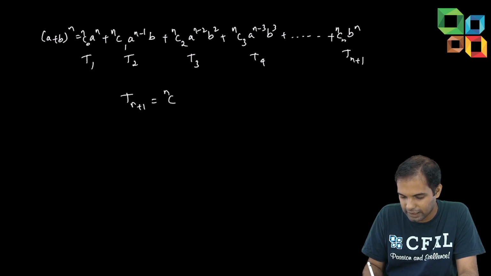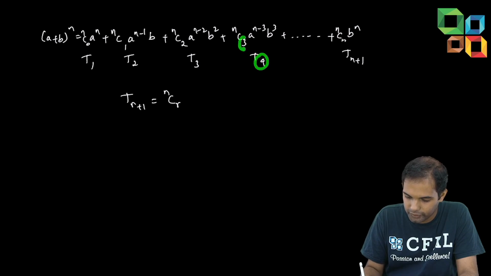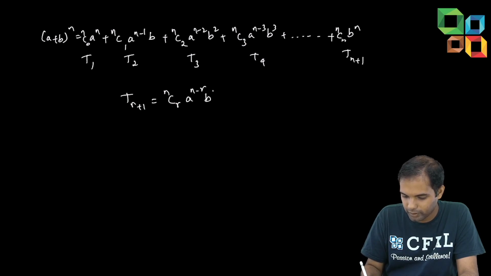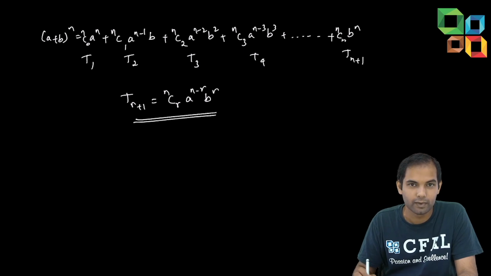Look at this. This will be nCr. Looking at the pattern, this is 4, this will be 1 less. This is 1 more, 1 less. Next will be a power n minus r. Again, 1 less, b power r. Can you see that?